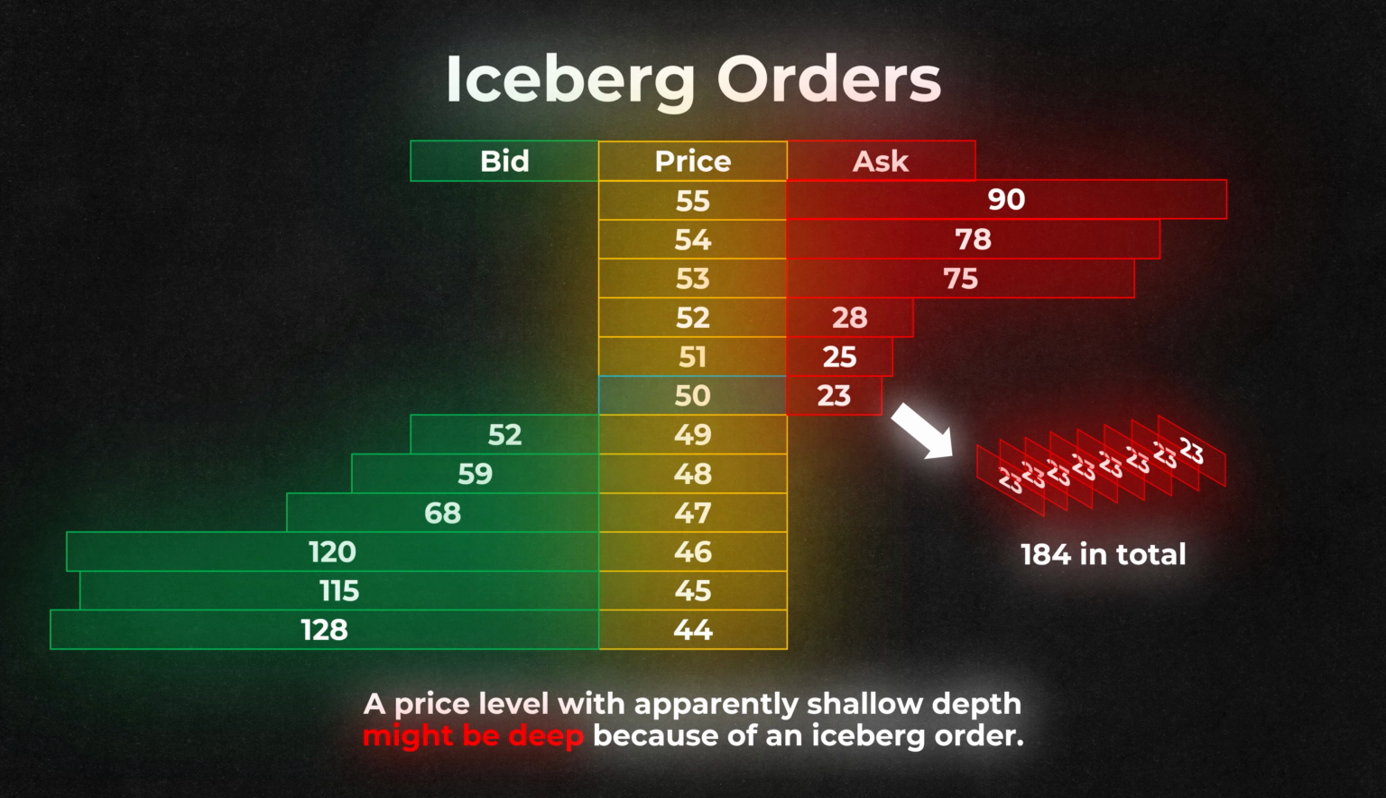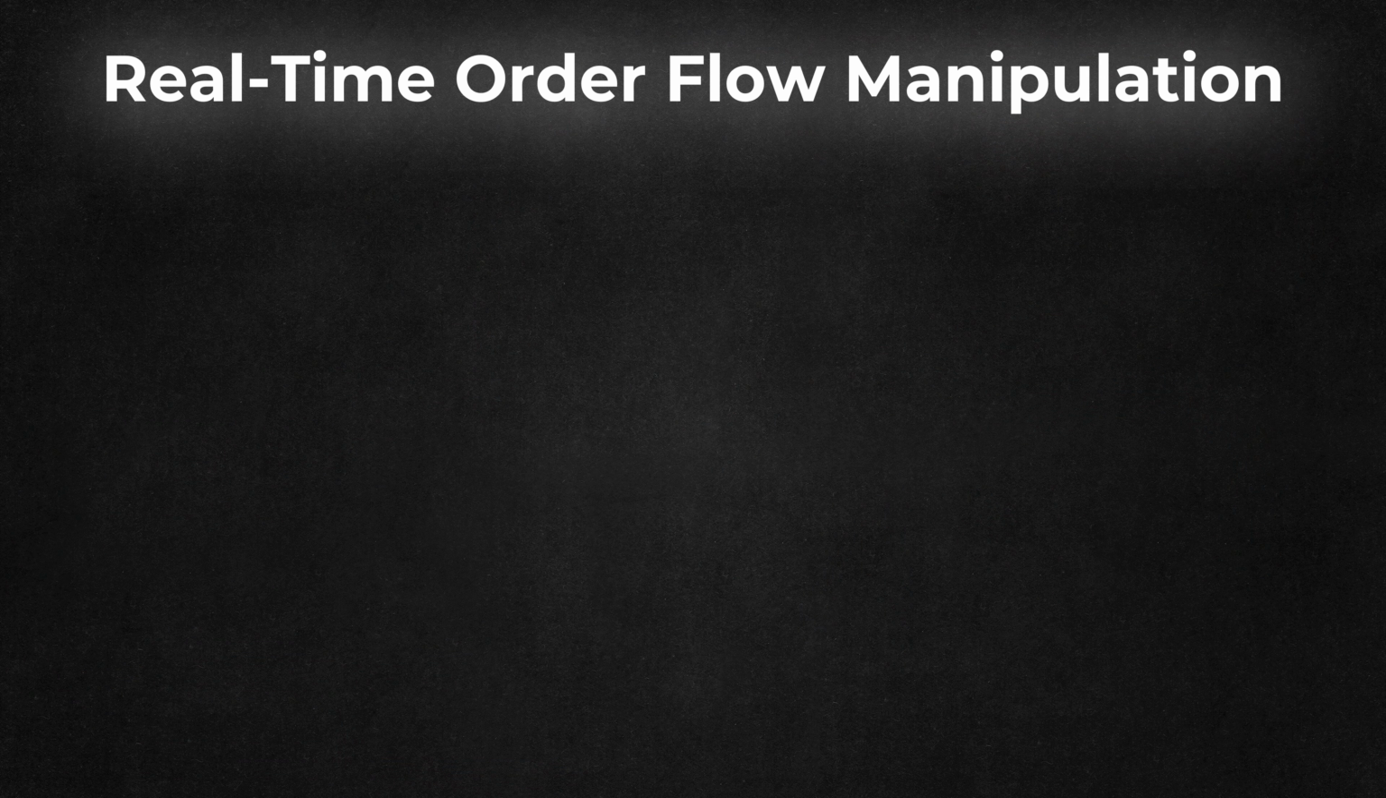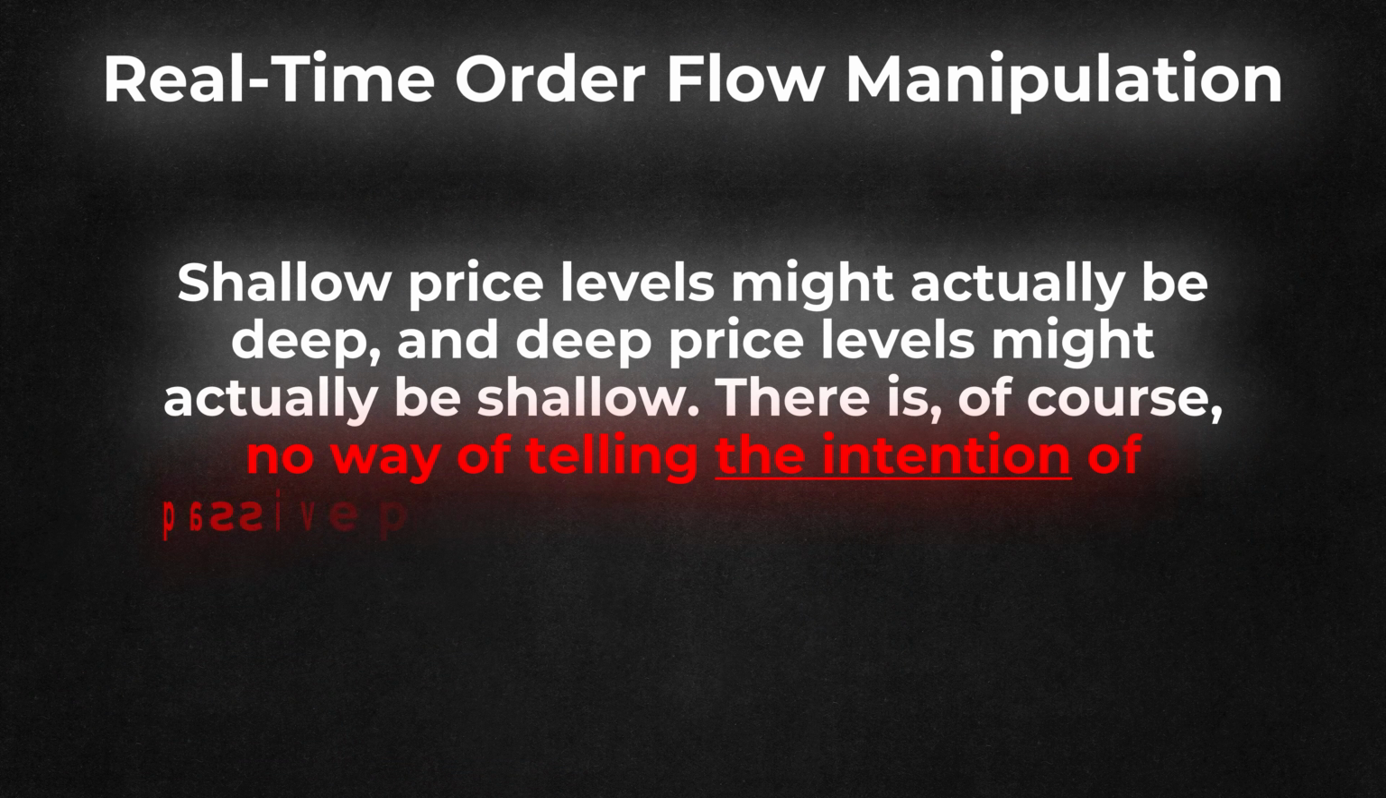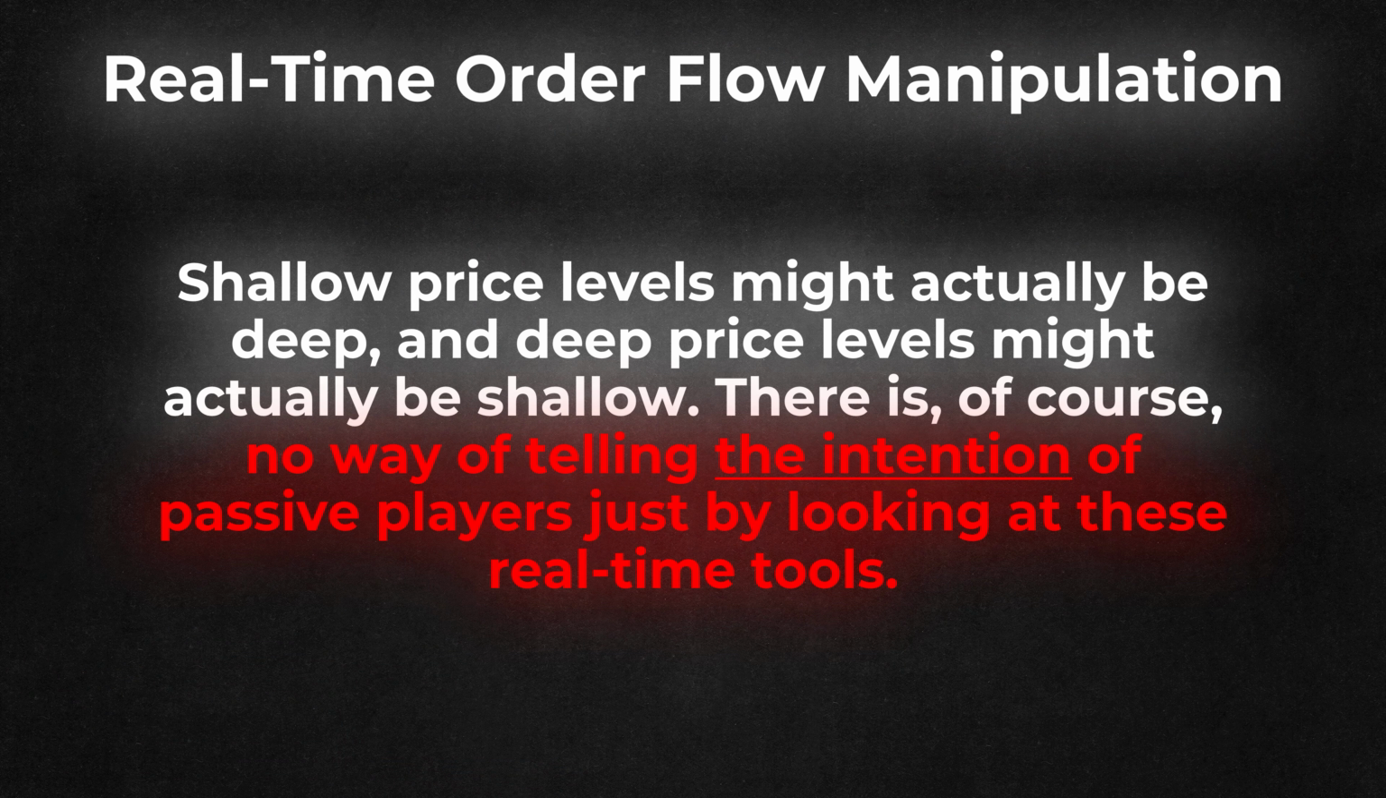There are other types of manipulation maneuvers like painting a tape and layering, but the understanding of spoofing and iceberg orders is enough to understand the misleading nature of real-time order flow analysis. In conclusion, when observing the order book or the DOM, shallow price levels might actually be deep, and deep price levels might actually be shallow. There is of course no way of telling the intention of passive players just by looking at these real-time tools.